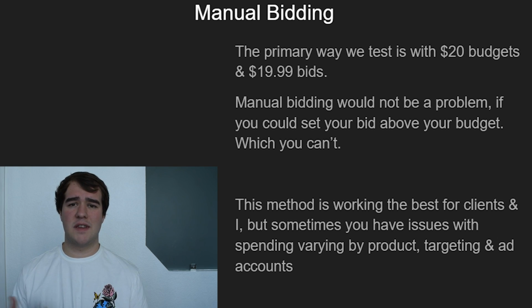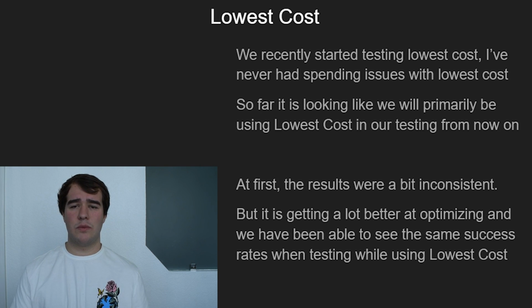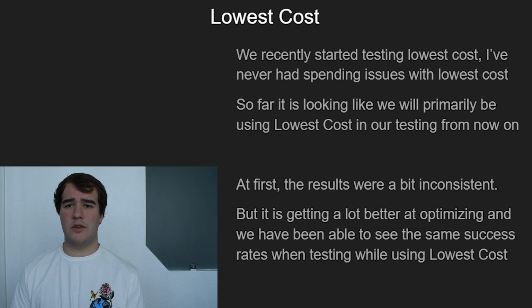Are we still going to be able to see the same results that we did with manual bidding using lowest cost? So we tested it out. We recently started running lowest cost. I've talked to a few friends that also run lowest cost, and so far we've had zero spending issues. So it's almost like the issues were being caused by the manual bidding itself. I honestly don't really know why.